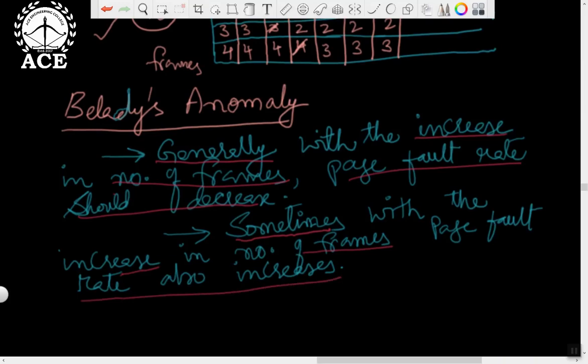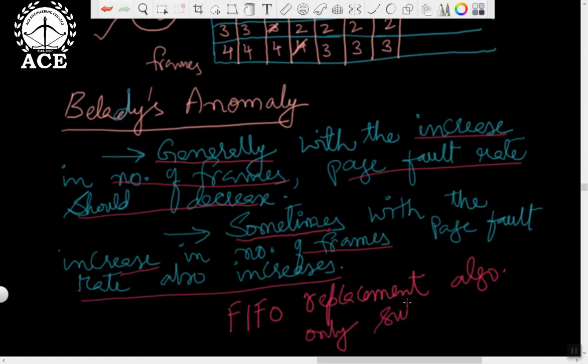This anomaly is called Belady's anomaly of page replacement, and Belady's anomaly does not happen always for every reference string and for all replacement techniques, but it happens only for FIFO. So remember this as a rule. FIFO replacement algorithm only suffers from Belady's anomaly. So no other algorithm suffers from Belady's anomaly, only FIFO replacement algorithm suffers from it. I hope you got the point.